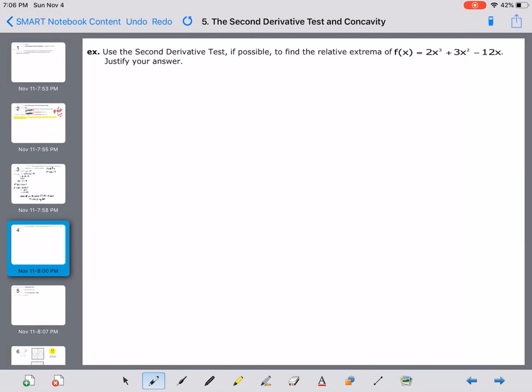It says use the second derivative test for different functions, and we're going to find all relative extrema here. So we're not looking for a specific one, we're looking to classify all of them on this one. So the first thing I want to do is get my critical values. So f prime, and I get 6x squared plus 6x minus 12. Okay, we set that equal to 0 and we start factoring, just like we did on Friday.